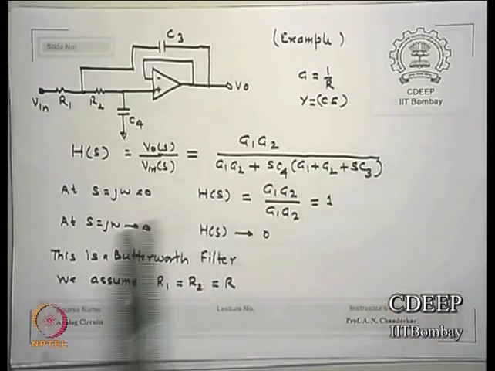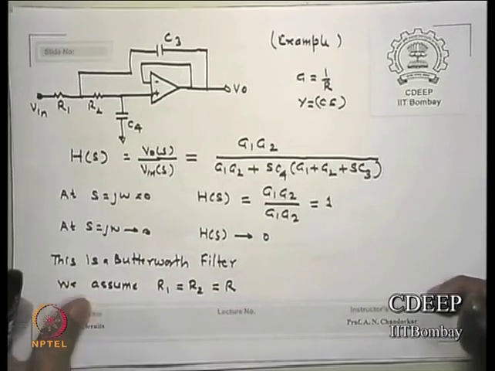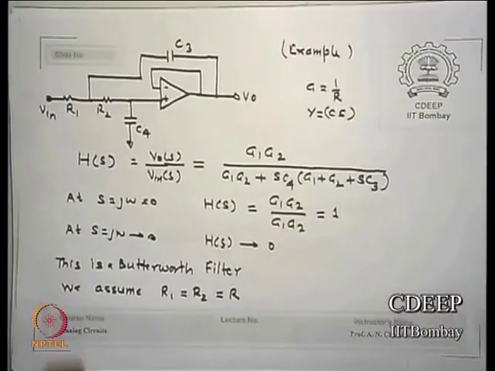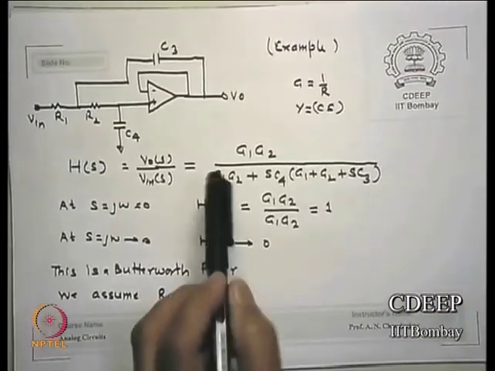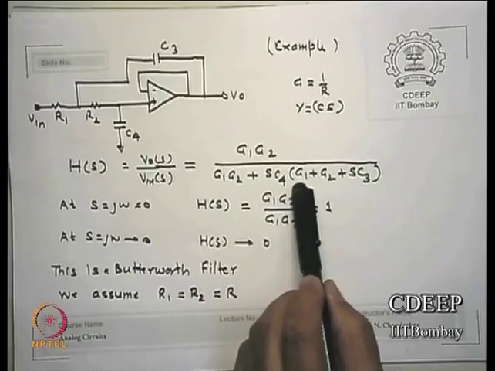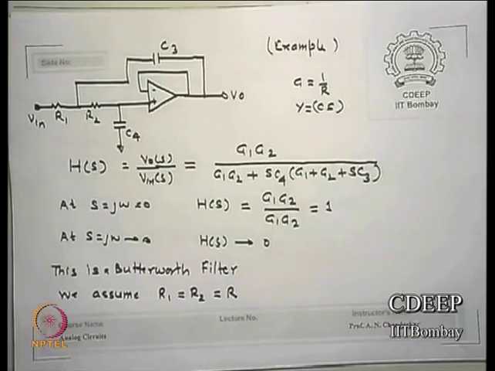So now you look at it. At s equal to 0, what is the value of H(s)? The expression I have now, all that I have done is substitute the actual G's and C's. So I got G1 G2 upon G1 G2 plus sC4 (G1 plus G2) plus s squared C3 C4 as H(s). At s equal to 0, what is the value of the transfer function?